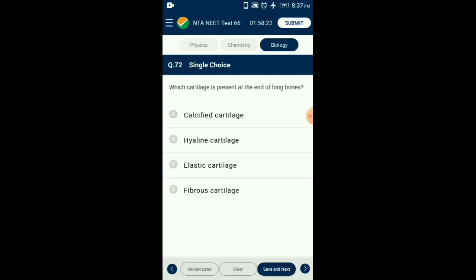Question number 72. Which cartilage is present at the end of long bones? Hyaline cartilage is present at the end of a long articular bone. It provides a smooth articular surface to permit movement at joints. Elastic cartilage is found where support with flexibility is needed, such as in external ears. Fibrocartilage is a very tough substance and is used in places of the body where shock absorbers are needed. Example, discs between vertebrae and in the knee joint. Answer is option B, hyaline cartilage.